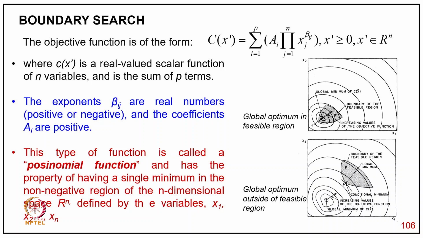In this case the objective function is taken as a polynomial of the variables, typically of xj, a real-valued scalar function of n variables, and is the sum of products, where the exponents bj are real numbers, positive and negative, and the coefficients ai are positive. This type of function is called a polynomial function and has the property of having a single minimum in the non-negative region of the n-dimensional space defined by the variables.